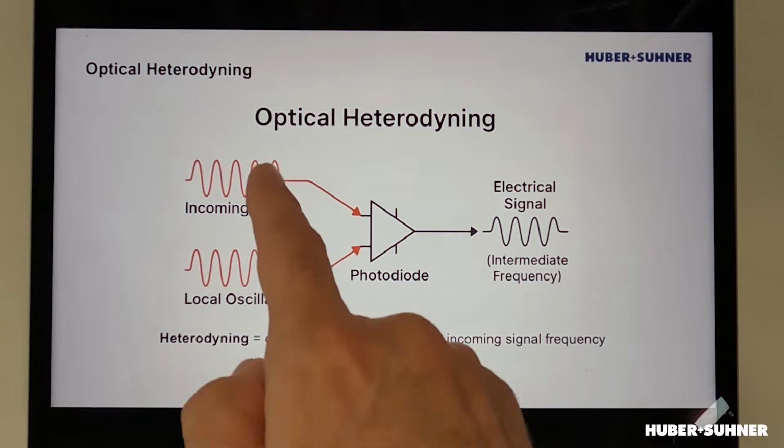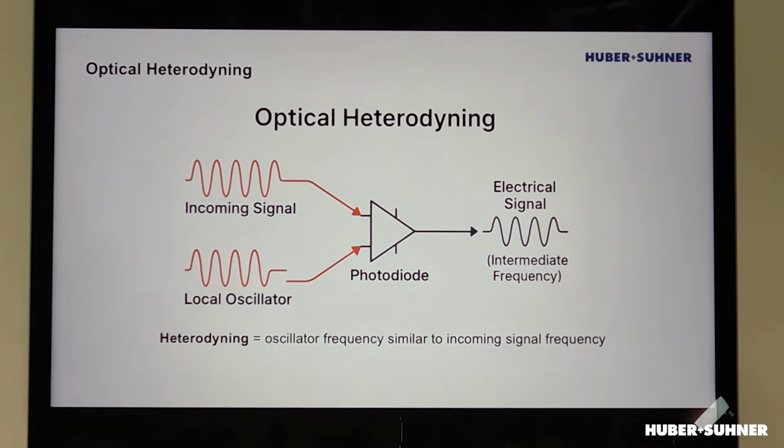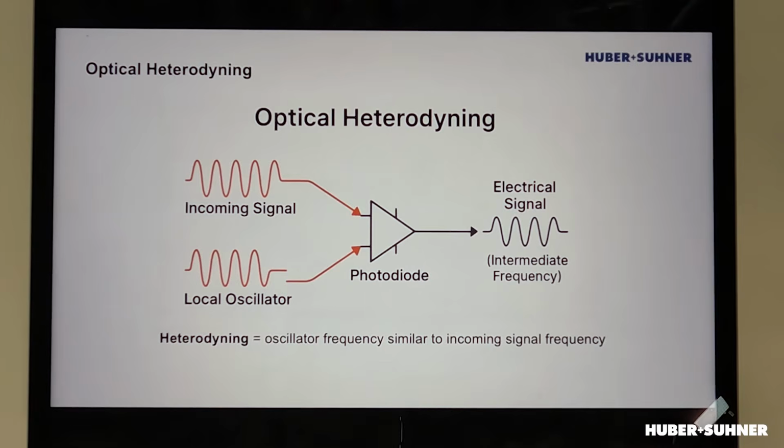So how does optical heterodyning work? Well, basically we've got the incoming optical signal, and that is then combined with the signal of the local oscillator onto the photodiode. And the photodiode generates an electrical signal at the difference frequency of both the incoming and the oscillator signal. And the result is the so-called intermediate frequency, which then contains both the amplitude and the phase information, which then the DSP can process. Now, the important thing for the heterodyning to work is that the oscillator frequency actually has to be very similar to that of the incoming signal.